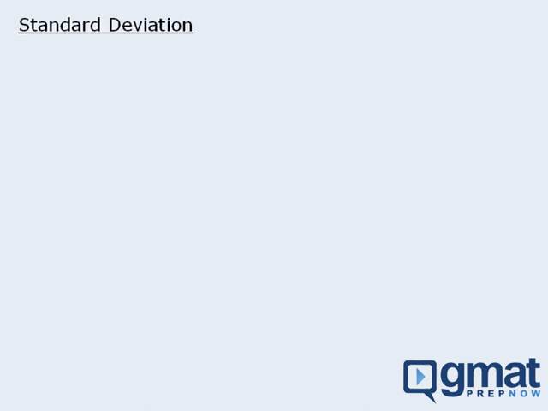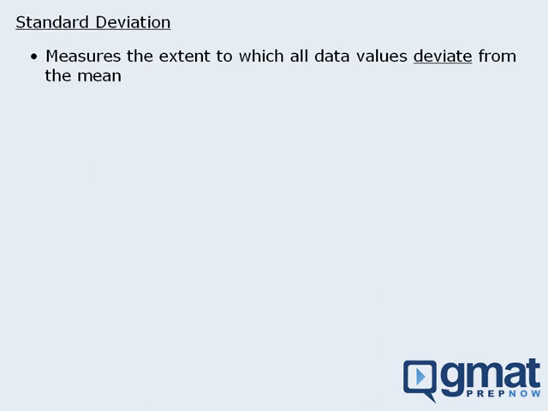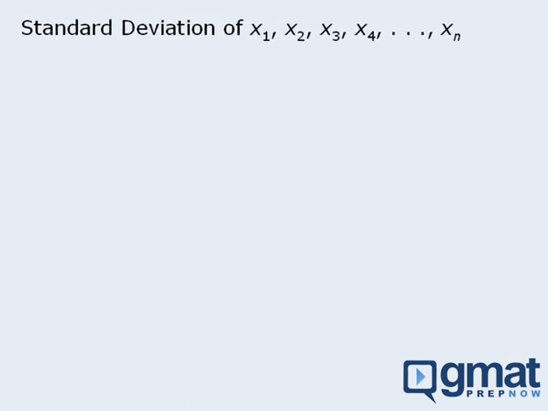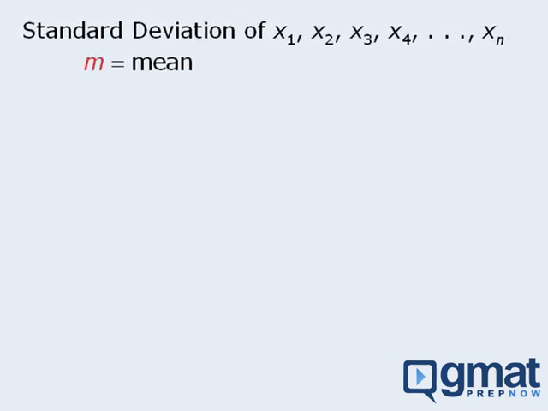That's where standard deviation comes in. The standard deviation measures the extent to which each and every number in a set deviates from the mean. Here's how standard deviation is calculated. To find the standard deviation of values from x1 all the way to xm, we will need to know the mean of the values and the total number of values.